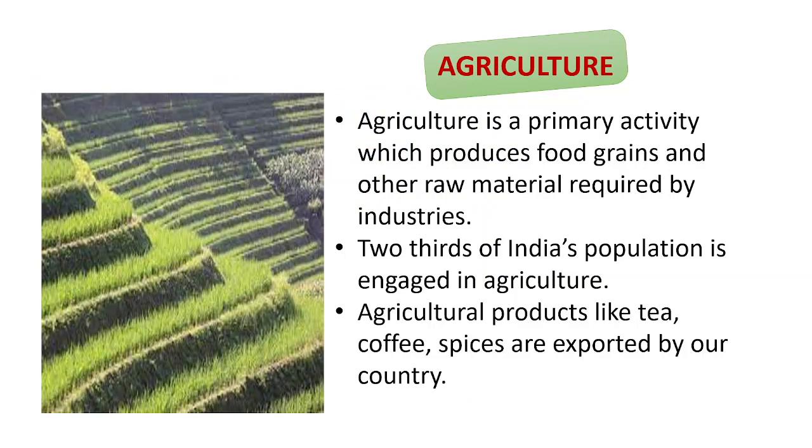Let's just revise what we did last time. We learned about agriculture, wherein we know now that agriculture is a primary activity which produces food grains and other raw materials which are required by various industries. India is a country wherein two-thirds of the population is either directly engaged in agriculture or its ancillary activities. Agricultural products like tea, coffee, spices, etc. are exported by our country.